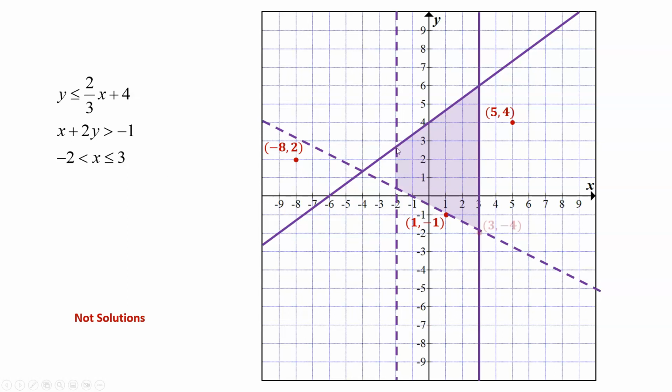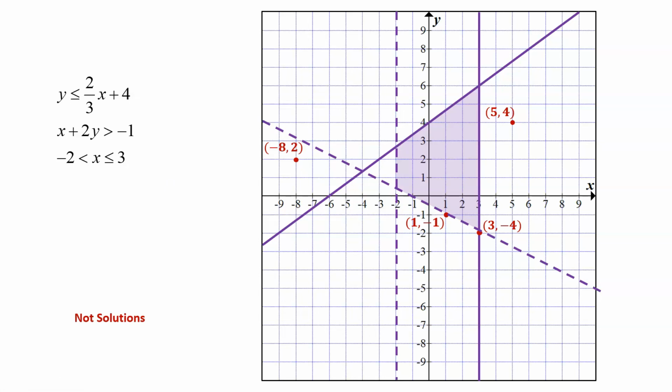And anything you have like this here, where (3, -4), again, for the same reason, even though it's on the solid border here, it's also on this dashed border here. It's at the intersection point, and so therefore (3, -4) also would not satisfy this particular inequality, so it's not part of the solution.